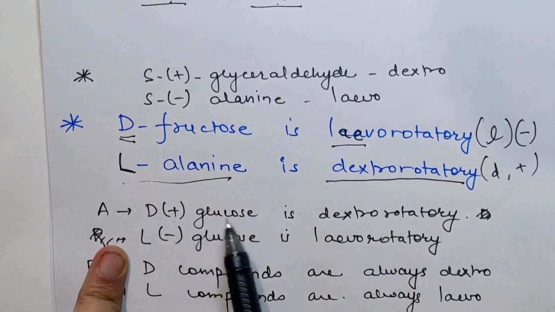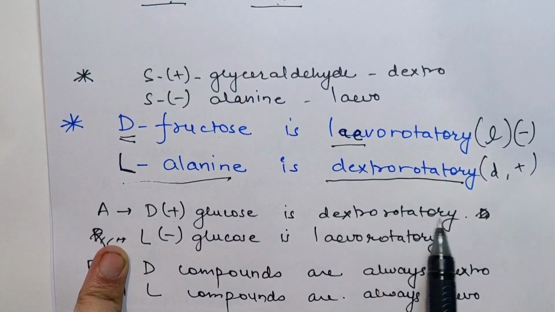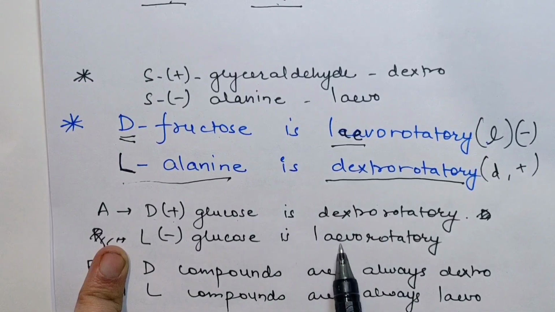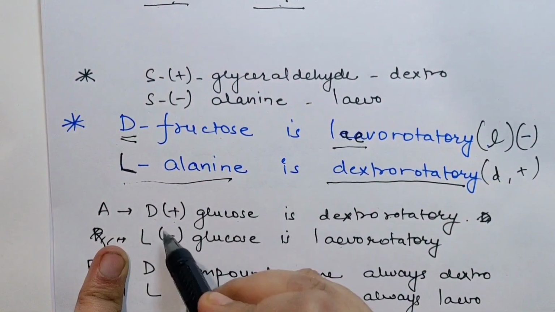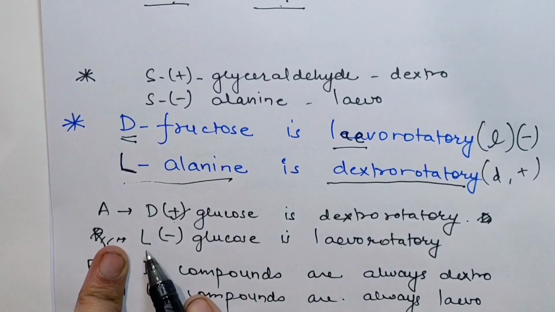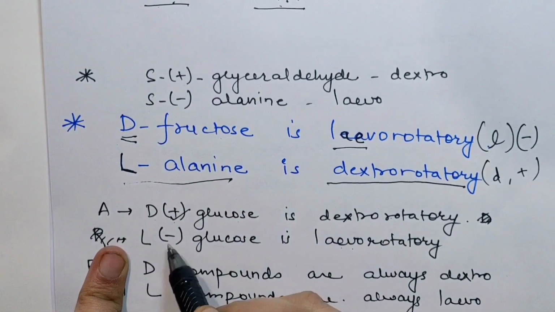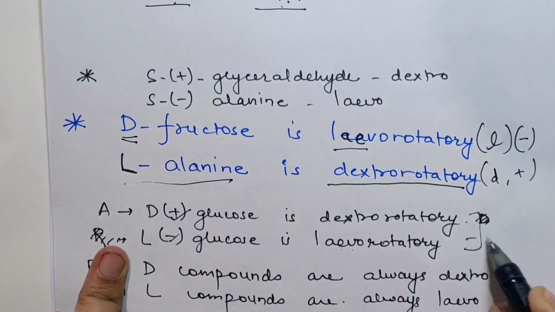Assertion: D plus glucose is dextrorotatory and L minus glucose is levorotatory. D plus glucose is dextrorotatory, we know that from the plus sign. L minus glucose is levorotatory, we know that from the minus sign. So this statement is correct.